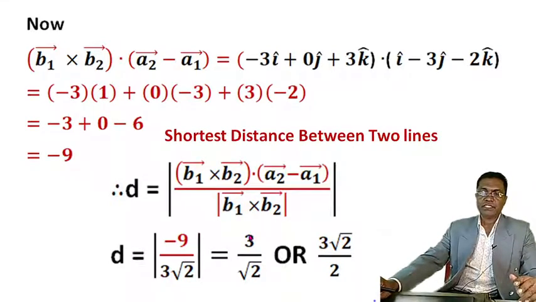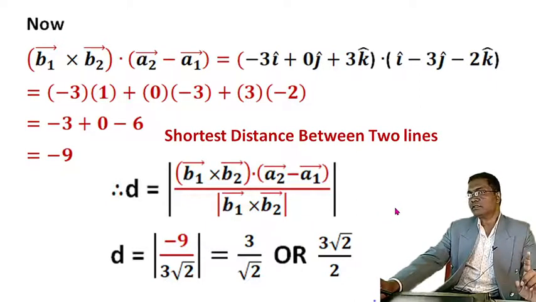So 3 ones are 3, 3 threes are 9, and since distance is always positive, we put the mod here. The minus sign is removed, so we get 3 by root 2. You can keep it as it is, or you can rationalize, meaning multiply and divide by root 2. If you multiply and divide by root 2, you get 3 root 2 over root 2 into root 2, which gives 2. Either way you can keep it, no problem. In this way you can find the shortest distance between two lines in vector form.